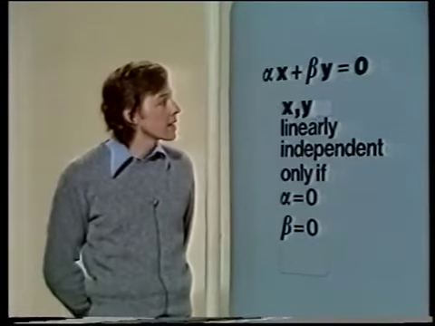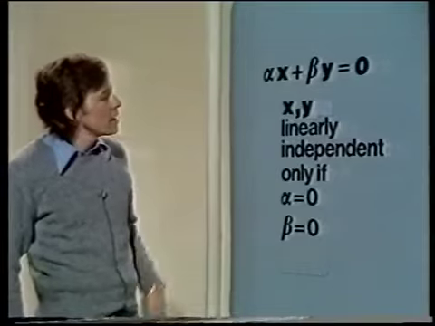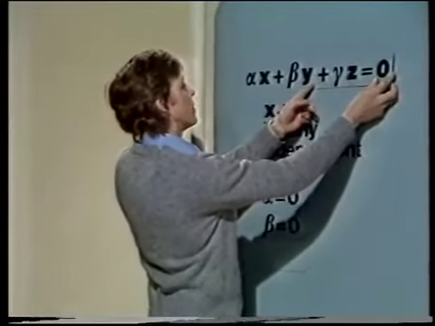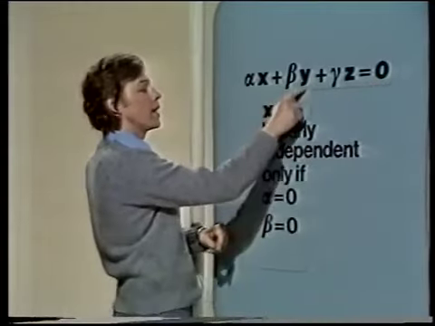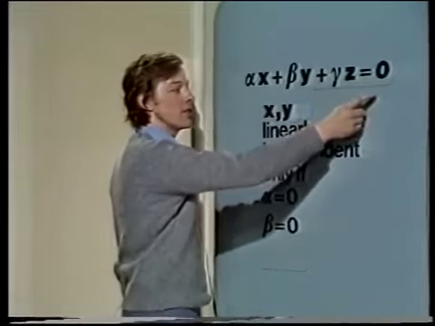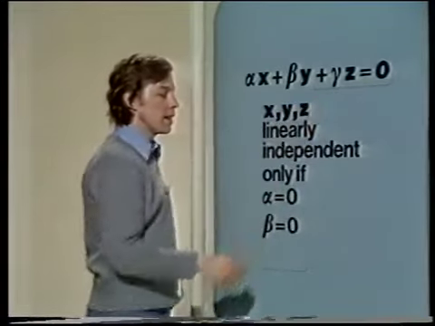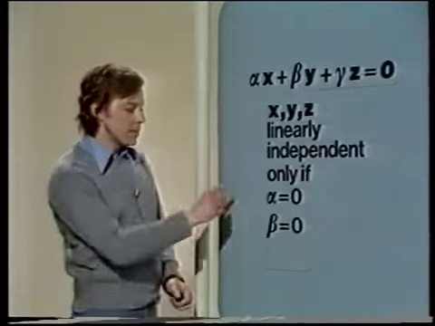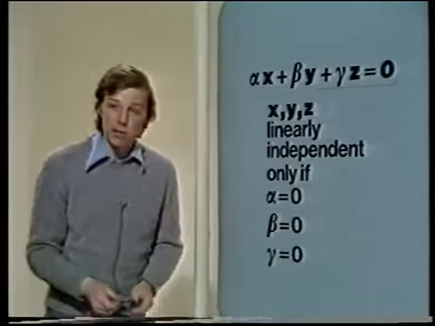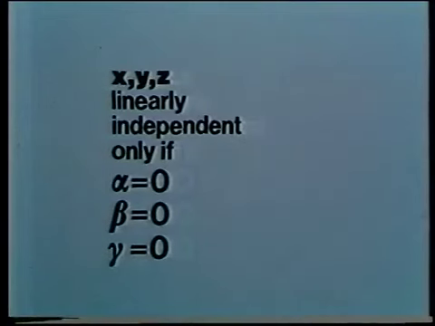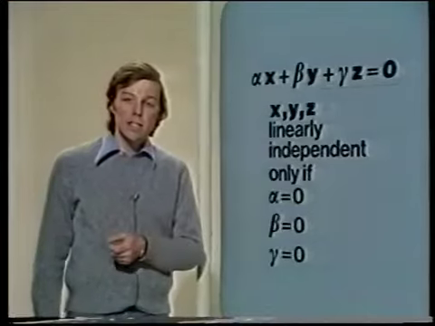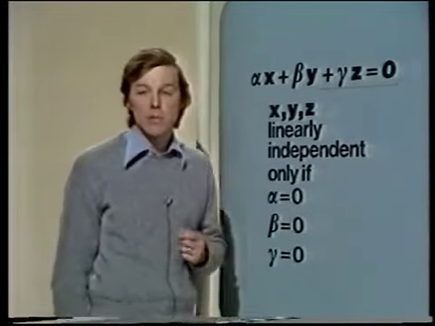You've already met it in the text, and you can actually extend it to three vectors. If you wanted to test for the independence of x, y and z, then you just look at a linear combination producing the zero vector again, and then x, y and z will be linearly independent only if alpha is 0, beta is 0 and gamma is 0. And for linear independence, these must be the only solutions. And that's a test that we can now use in the example that we had before.